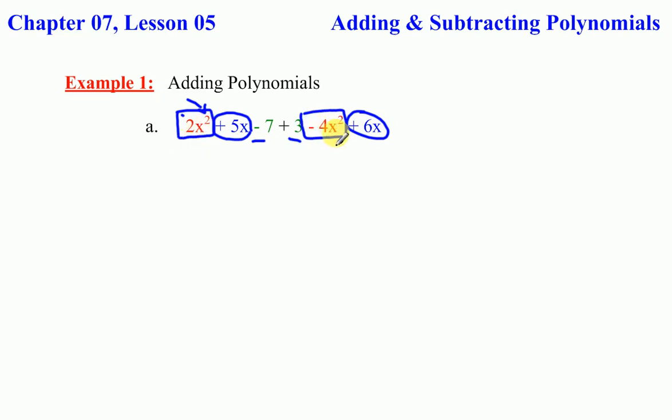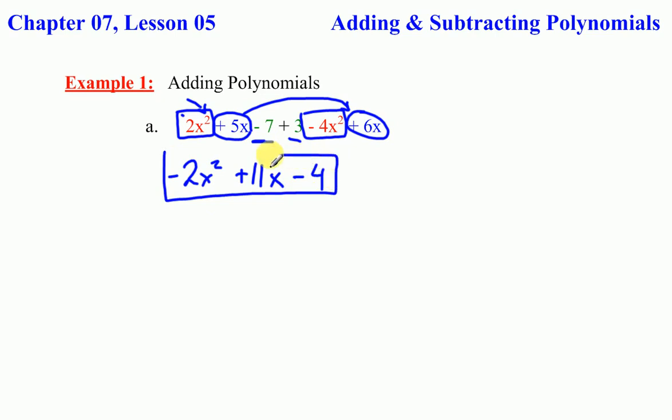So 2x squared minus 4x squared leaves me with negative 2x squared. Positive 5x plus 6x leaves me with positive 11x. And then finally, I have the constants. Negative 7 plus 3 is negative 4. And that is my final simplified answer. I can't combine any further because these are unlike terms.